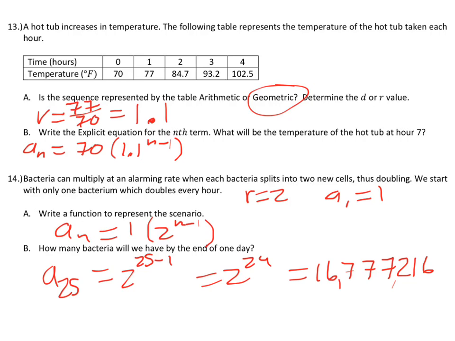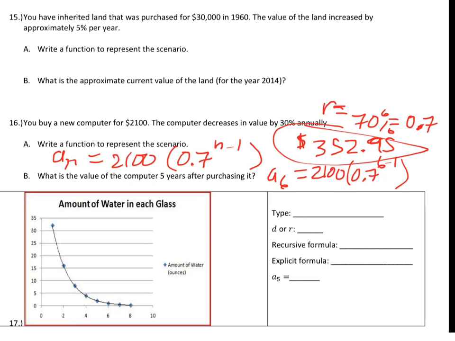So that's the explicit function, because this one's geometric, so it follows the geometric form. If you want to know what it's going to be after 7 hours, you're going to have to plug in 8. So 70 times 1.1 to the 8 minus 1 power. And when you compute that, it's going to give you 136.41 degrees, which will hurt a lot if you were to jump into that.